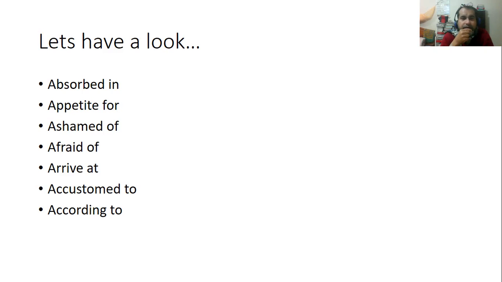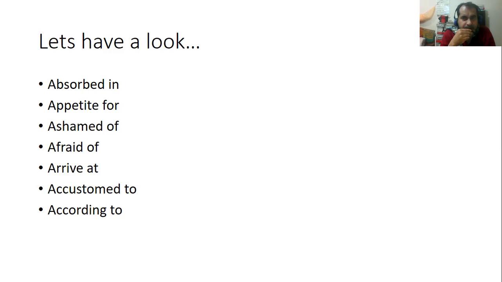The first one is absorbed in. What is the meaning of absorbed in? Absorbed in means to be highly busy, to get somebody highly motivated in something, that is, very busy with that special work.